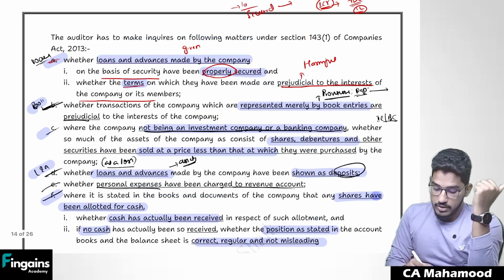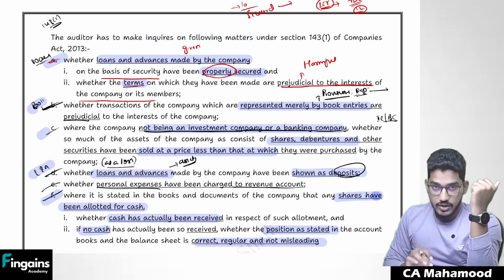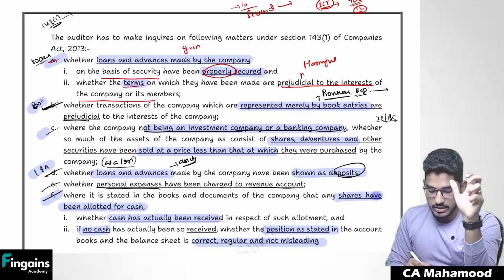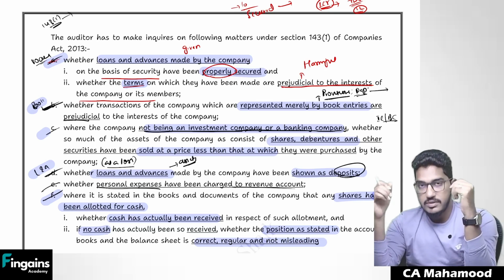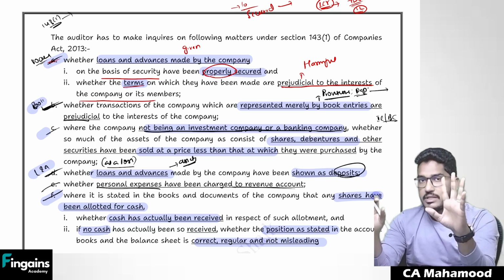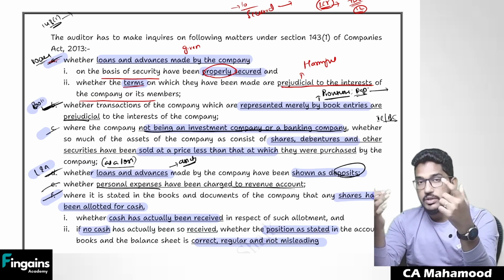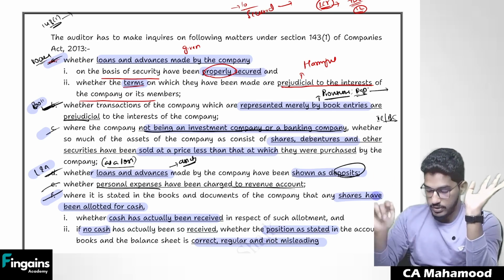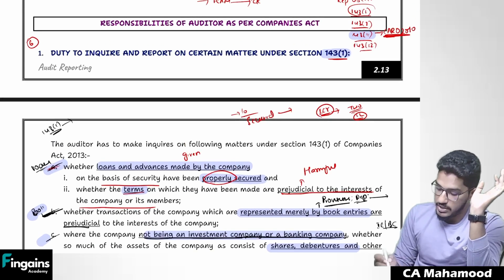However, 143 subsection 1 says that you are required to report on any of these points only when you have a negative comment, only when you have unfavorable answers. In case you have verified all the 6 points and for everything you got a positive, satisfactory response, you need not report it. Only when you get a negative response are you required to report those specified points. So these are the reporting requirements under 143 subsection 1.